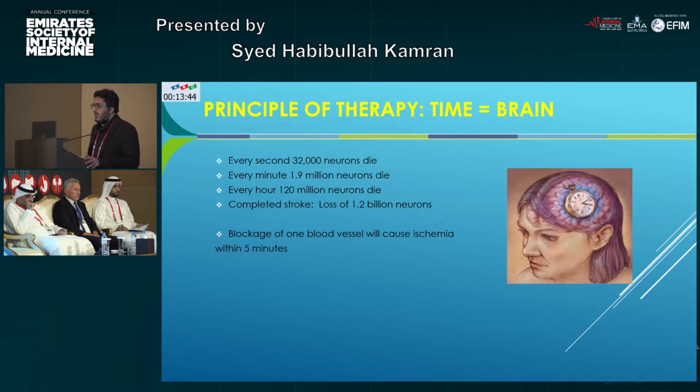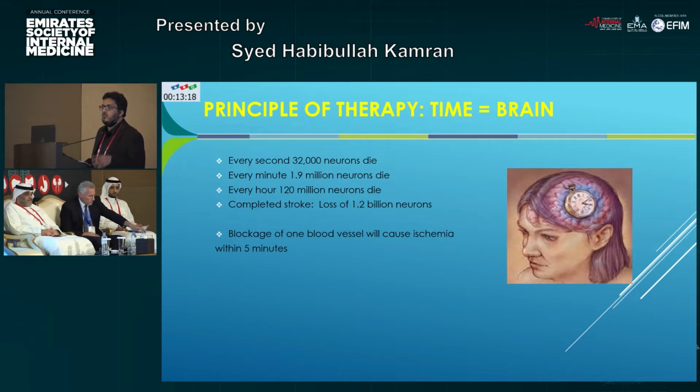Later on, we realized that every second, our brain neurons die. And if we can save those neurons, we can reverse the stroke most of the time. You can see here that up to 1.9 million neurons die every minute, and almost 120 million neurons die in 1 hour. That's why it is very important to treat stroke as soon as possible.